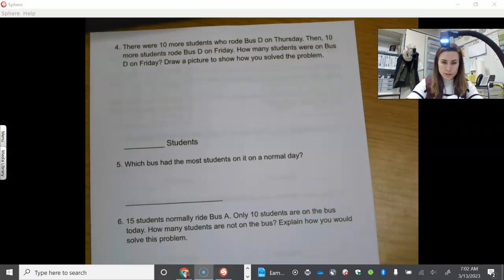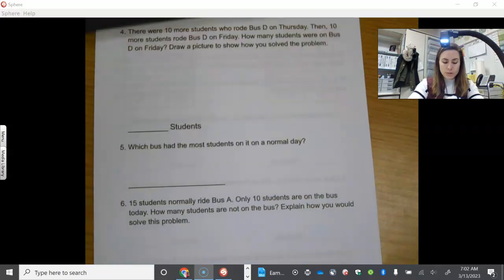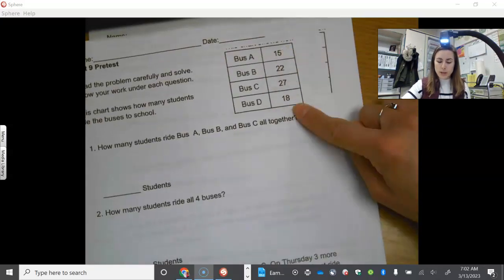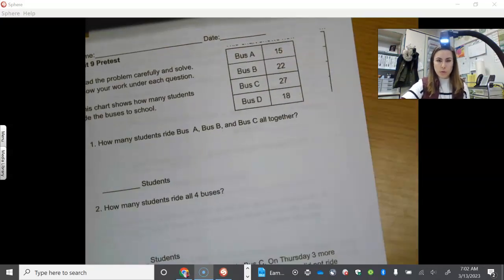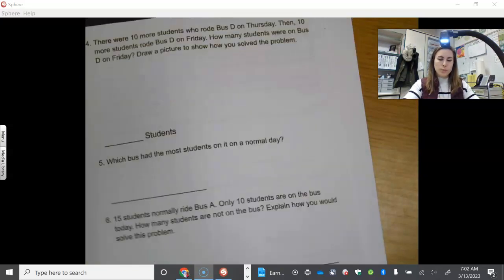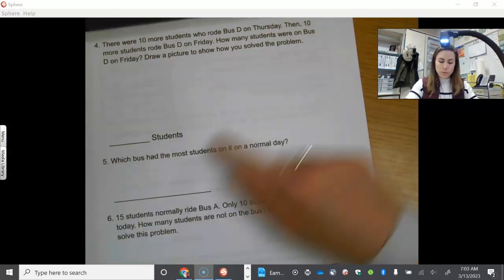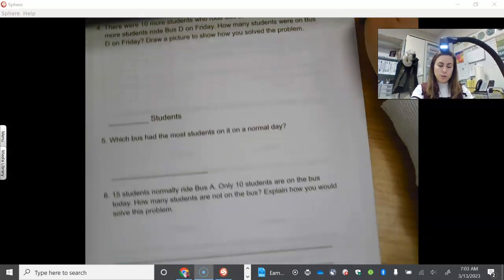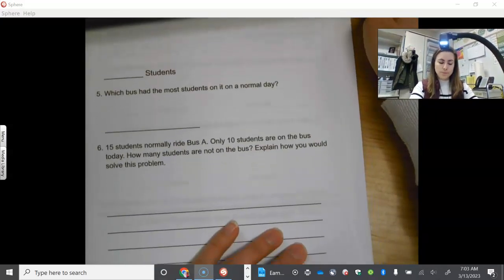Make sure you pause it. Number 5, which bus had the most students on it on a normal day? So this shows your normal day. My camera froze. But the chart on the front shows the normal days. This is how many students they have on a normal day. So you're writing down which bus has the most students on a normal day. Make sure you pause that as you record your answer.